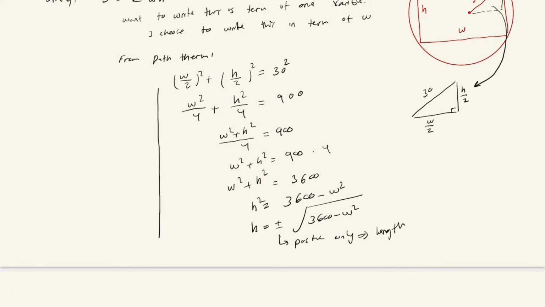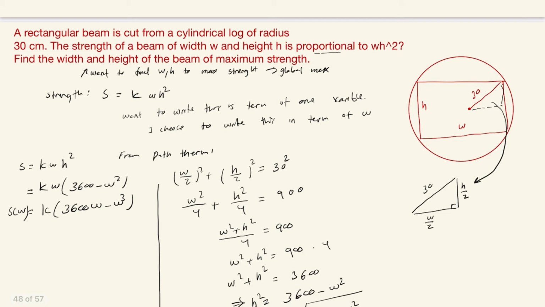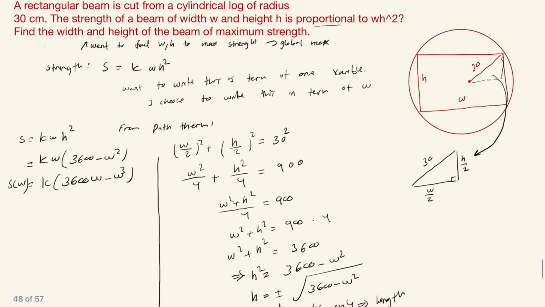So now I'm going to go back to the strength equation. Strength is going to be K W H squared, and now I'm going to substitute for the value of H squared. So H squared here again, remember, it's 3600 minus W squared. Now I'm going to multiply W to what's inside the parentheses. Now we have the strength in terms of W, in terms of one variable. So now we can proceed to the next step with finding the maximum strength.